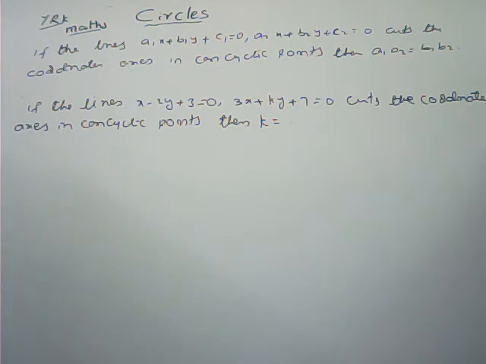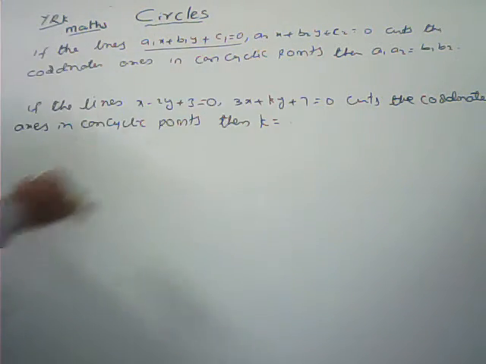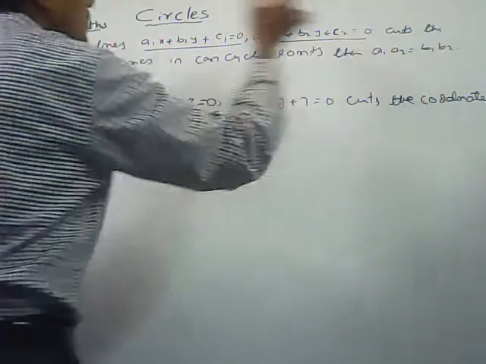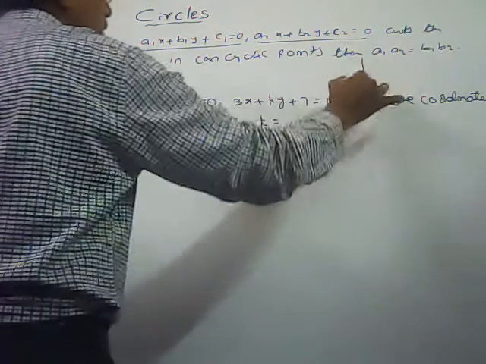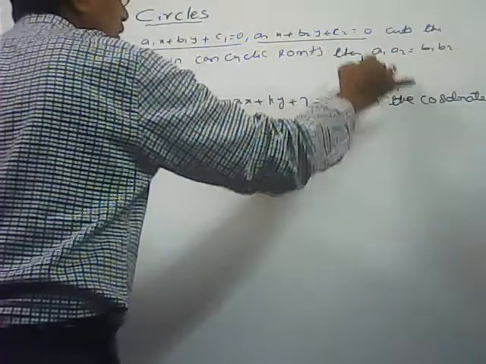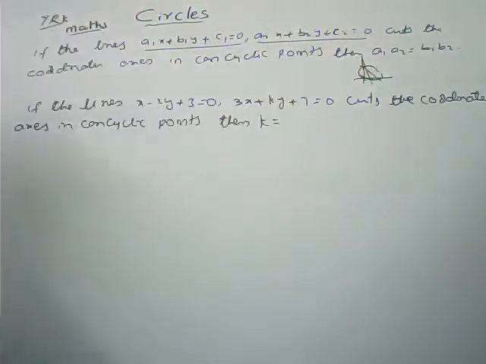Next one, if the lines a1x plus b1y plus c1 equals 0 and a2x plus b2y plus c2 equals 0 cut the coordinate axis in concyclic points, so the 4 points lie on the same circle, then what is the condition? a1 into a2 is equals to b1 into b2.